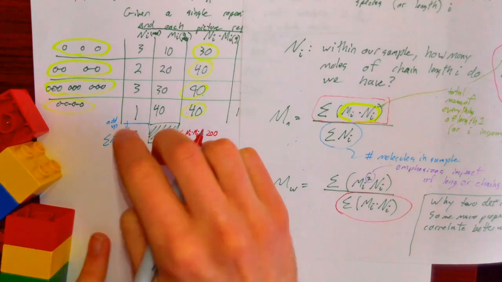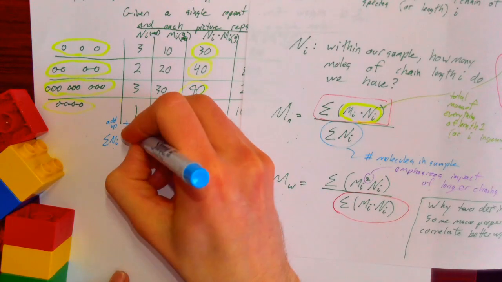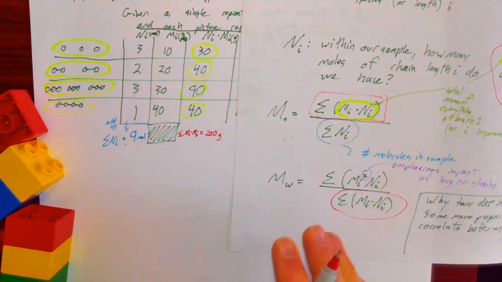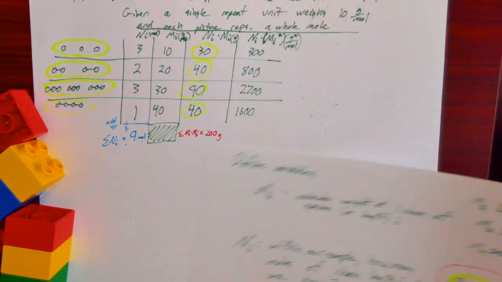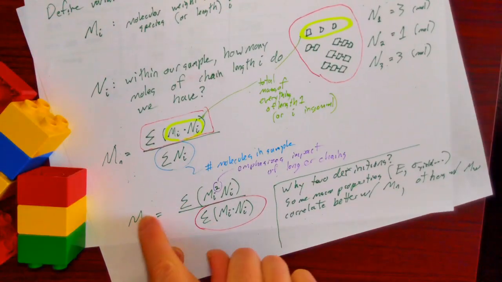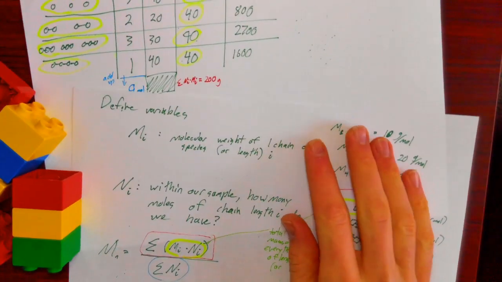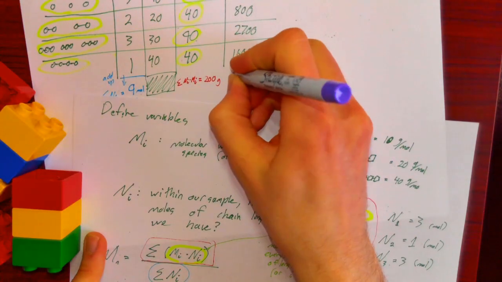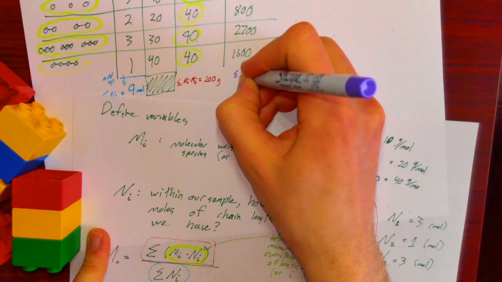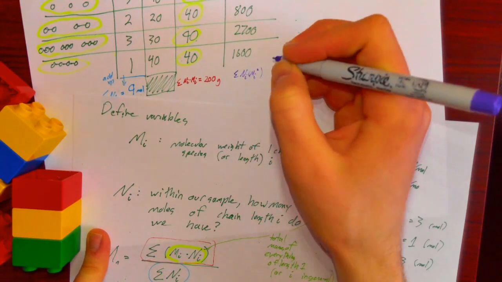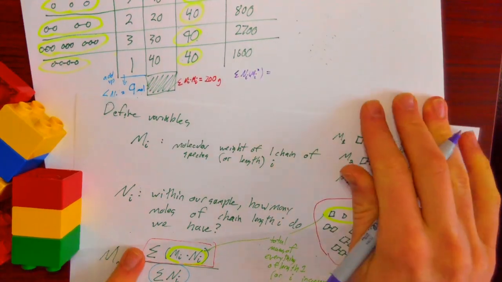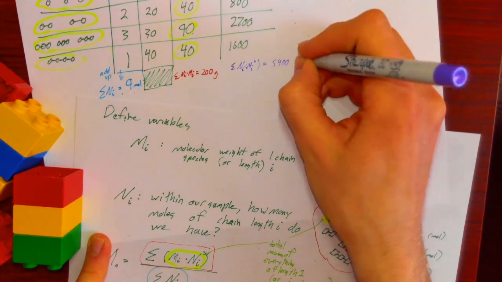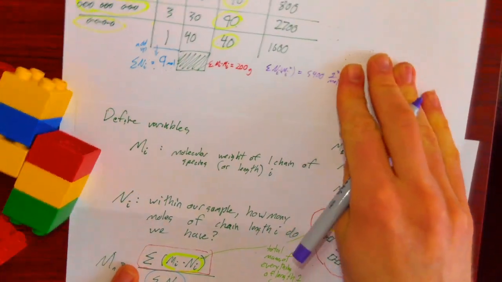Oh, I should get my units here. This would be 9 moles. This would be 200 grams. And then the sum of n sub i, m sub i squared is going to be useful in my M sub w right here. That's what I get when I add up all of this column right here. I think it's 5,400, and it would be grams squared per mole.